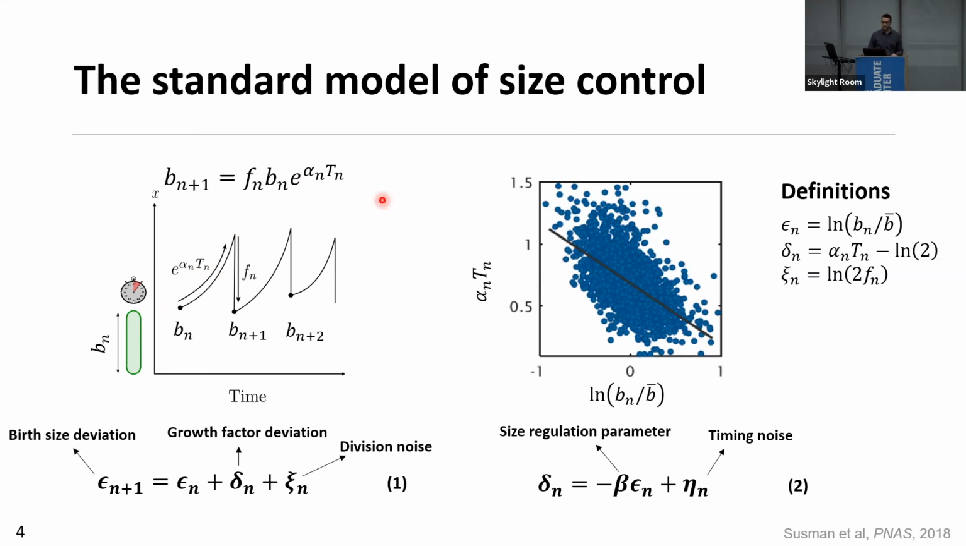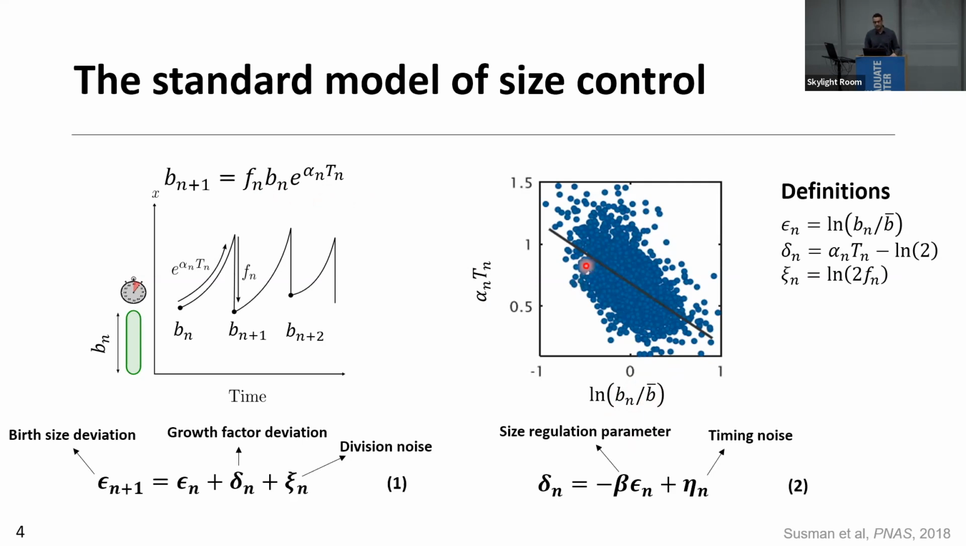The second observation is about correlations between the growth factor alpha_n T_n and the log of the ratio between the birth size B_n and the average cell size. You would expect this correlation to be negative, because if you look at this equation, if you grew a little bit above your target size, you would want to compensate for this by having less growth factor.